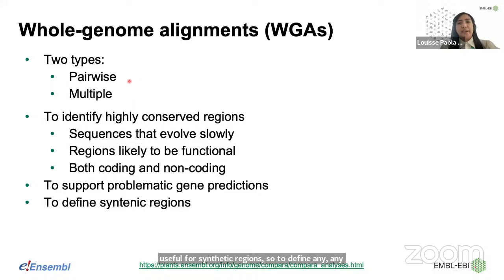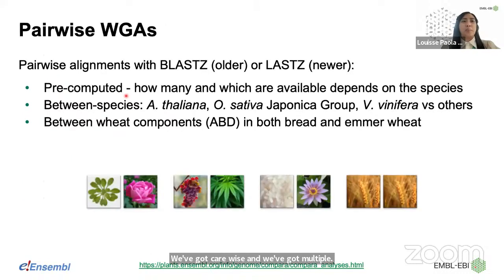In Ensembl, we have two types of whole genome alignment. We've got pairwise and we've got multiple whole genome alignment. Pairwise alignments are performed in pairs, as the name says. So this is when we take two genomes and we align them against one another. In Ensembl Plants, we have a number of these pre-computed alignments available.